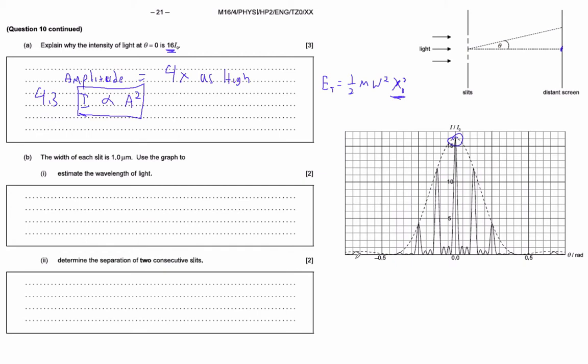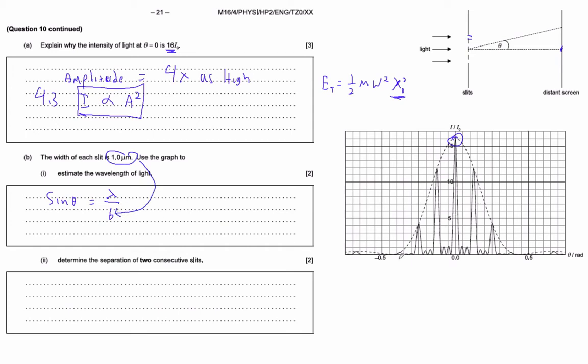The width of each slit is 1 micrometer. So they're talking about this distance here. Estimate the wavelength of light. So what you're going to do is sine of theta, which by the way is approximately equal to theta, is also equal to lambda divided by the width of this slit.